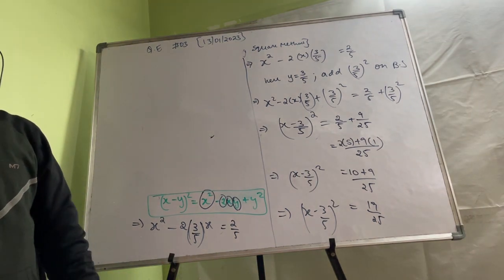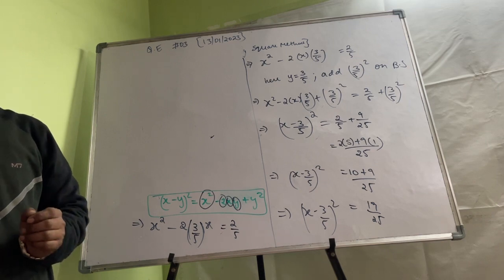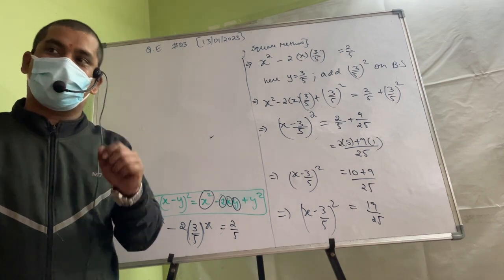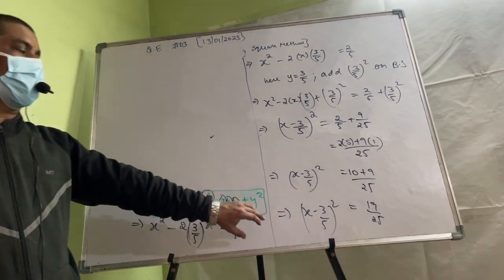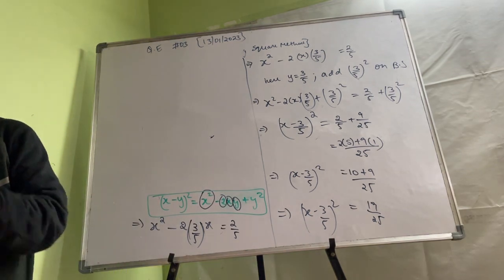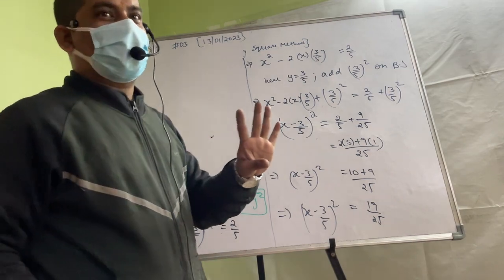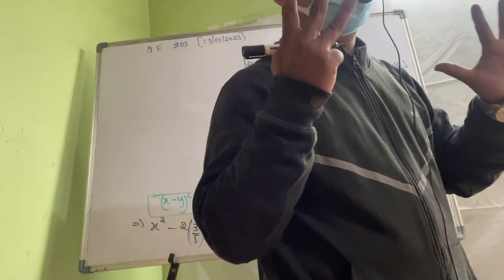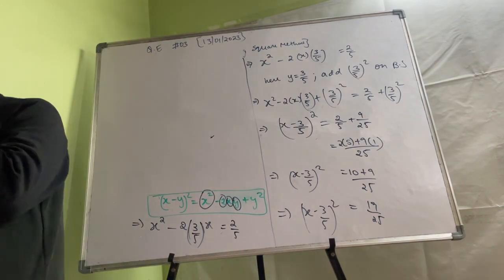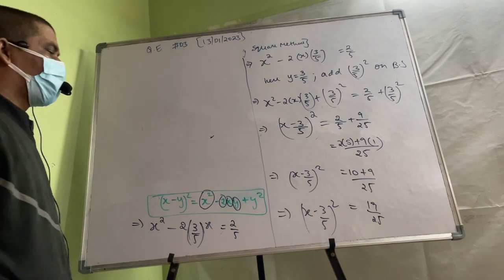Actually this question is not given in the exercises. They gave it in the examples, but in the board exam they can ask it also. So don't think that since it's not in the exercise, it will not be asked in the exam. They will ask it in the exam. Especially this method may come for 8 marks. Formula method will come for 2 marks. Factorization method may come for 4 marks. Completing the square method may come for 8 marks. Why? Because it's a lengthy one. All will give the same answer, but this method is lengthy.